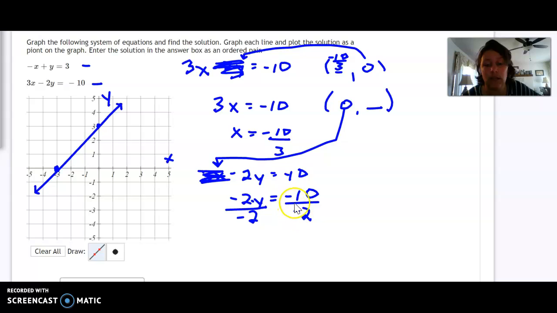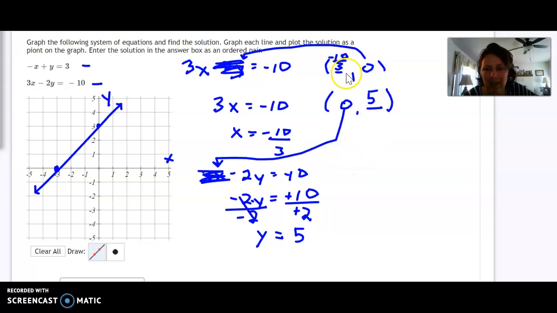So when we have two negatives and we're dividing, those negatives are going to cancel each other out and become positive. And then 10 divided by 2 is, you got it, 5. And then over here, our -2 and our -2 cancel, and we are left with y. So we have y equals 5, and there's our 2 points.